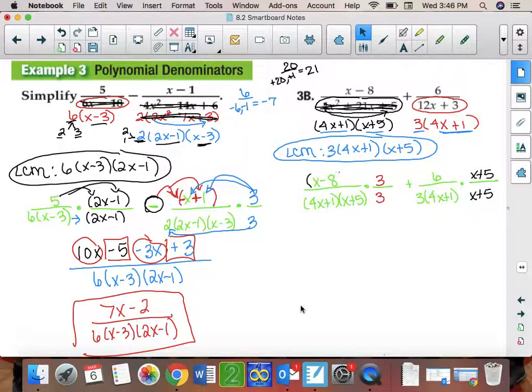Recall that this is a binomial, so I'm going to distribute this through. So that's going to give me 3x minus 24. And then over on this side, this is a binomial, so I'm going to multiply through to both, and that's a positive. This is a plus, so that's positive. Positive 6x plus 30. And then over my denominator is my LCM.